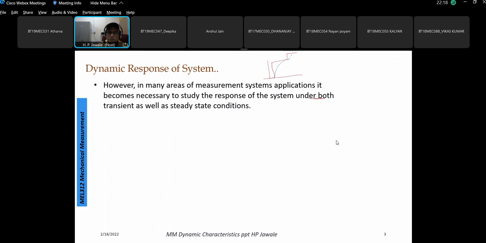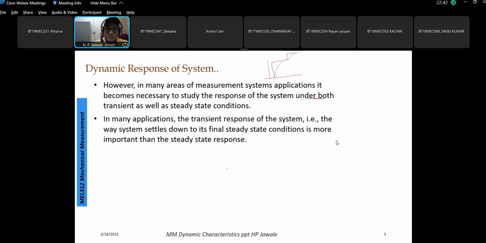After that, again it is going to have, so this is one case where there is an input changing with time. So then there will be a little change. This may not be directly the step change, but it can be a gradual change. So this depends on the application. But there are many cases where we need to measure the transient as well as the steady state conditions, right? So in many applications, the transient response of the system, that is, where it settles down to its final state condition, is more important than the steady state.